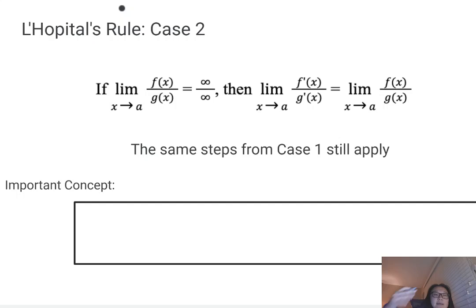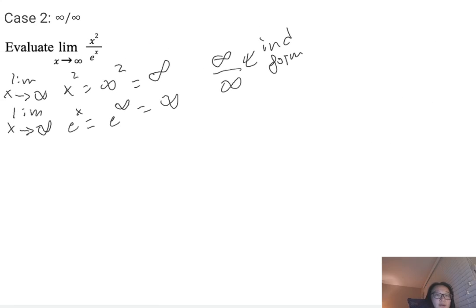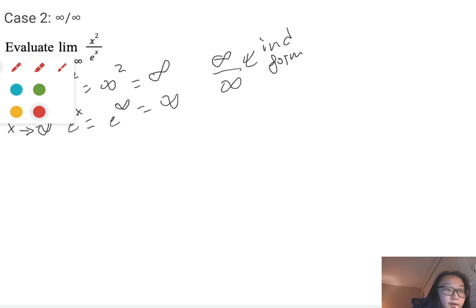So once again, it's the same idea that you take the derivative of the original function in order to find the answer. You're evaluating the rate of change of the function rather than just looking at the values. So the same steps still apply. So let's just once again take the derivative of both the numerator and the denominator.